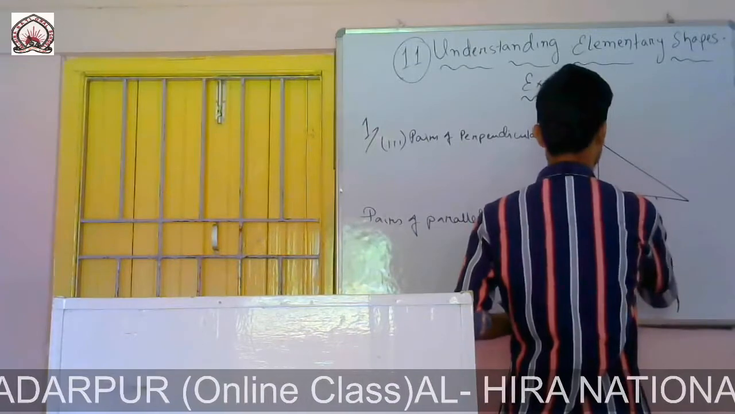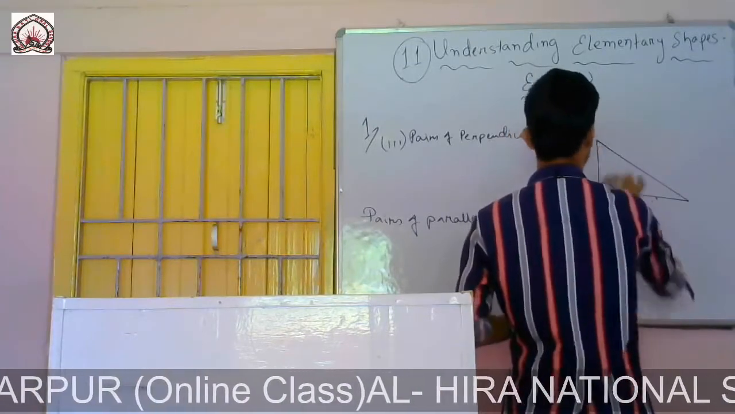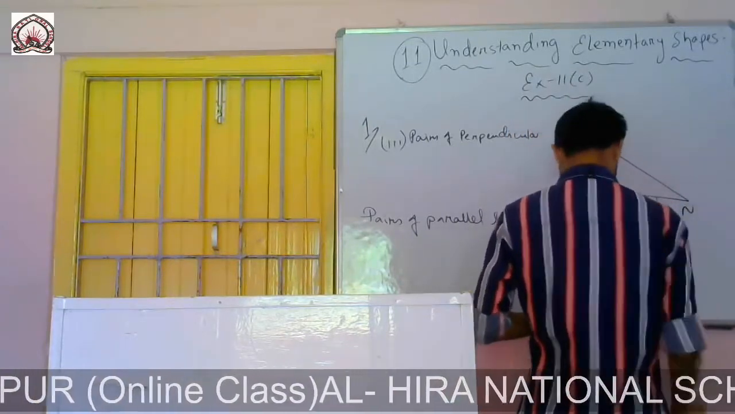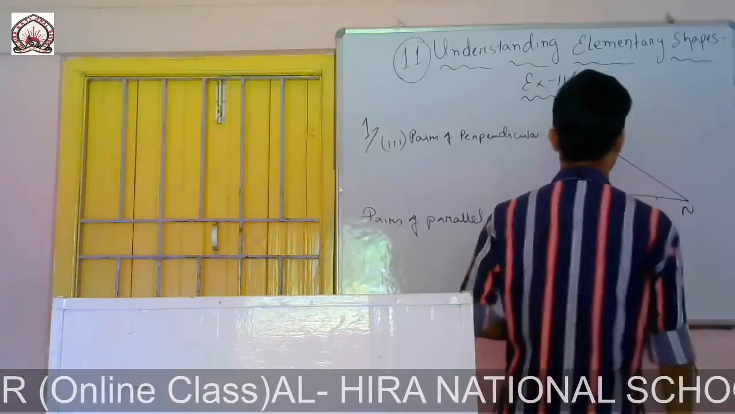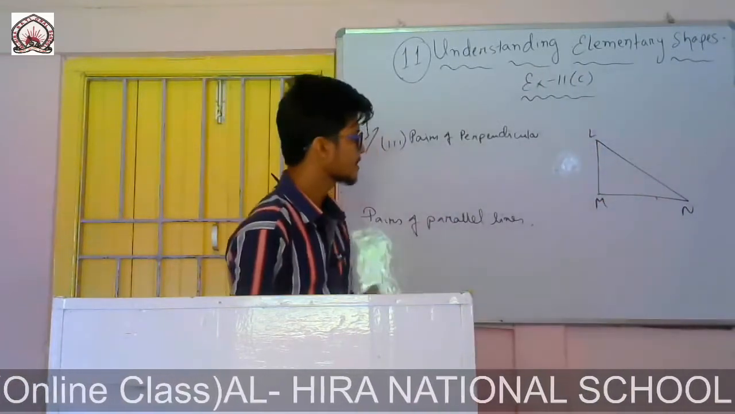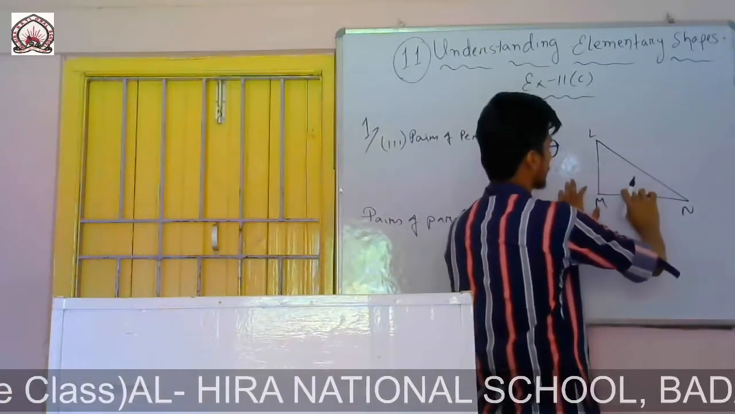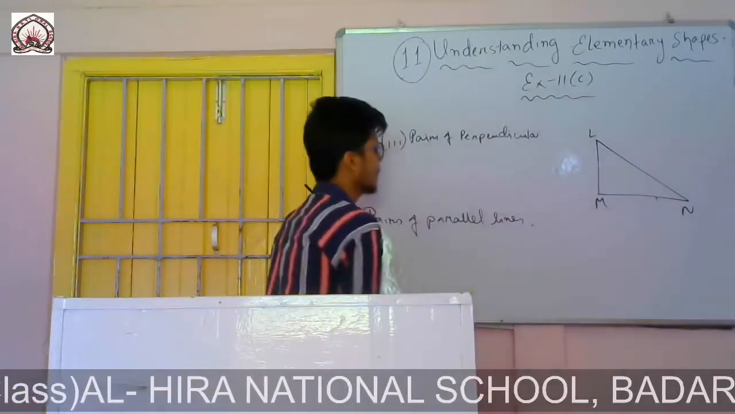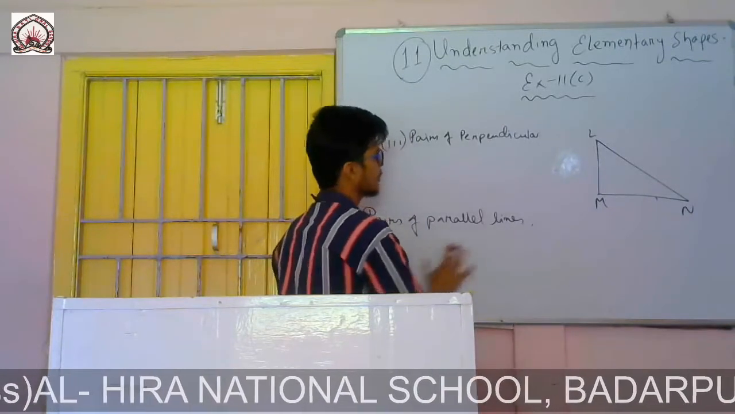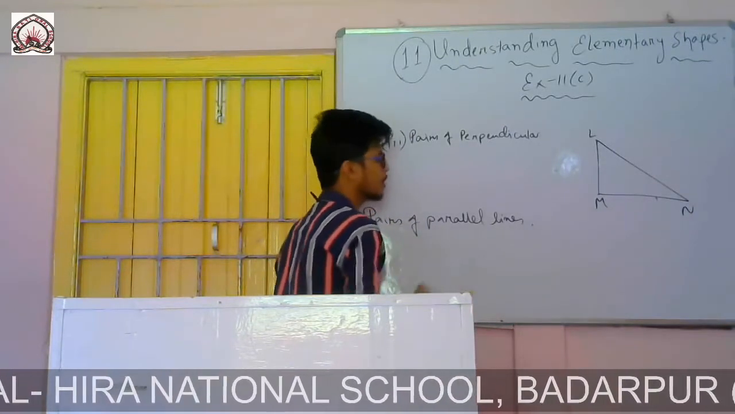So it is a triangle L, M, N. You see, is there any parallel lines? No. This one will not be parallel to this one nor this side. So there are no parallel lines. In this case, no need to write any parallel lines, or you can write no parallel lines.